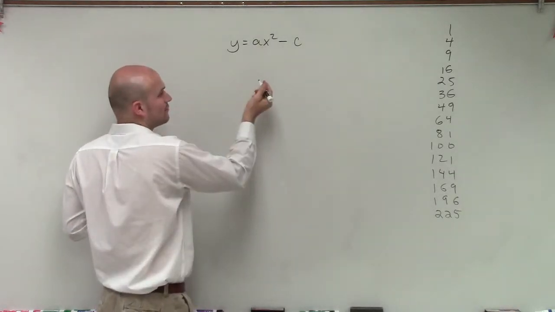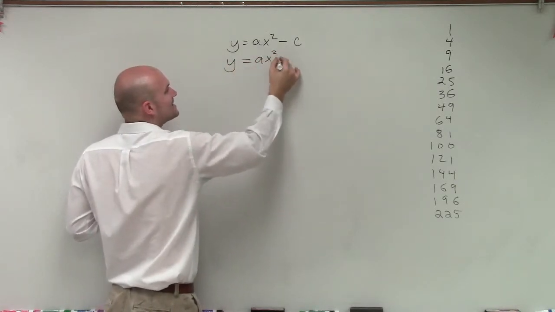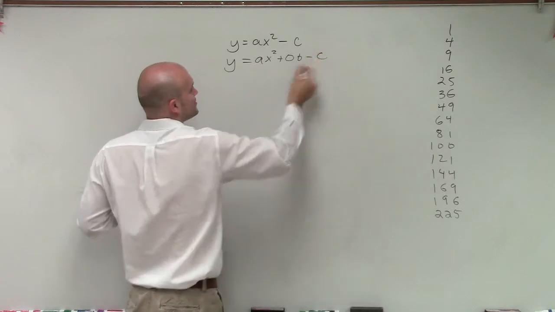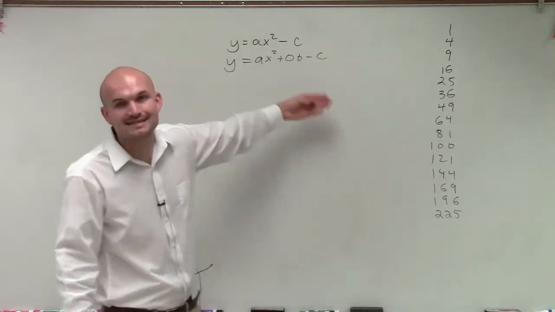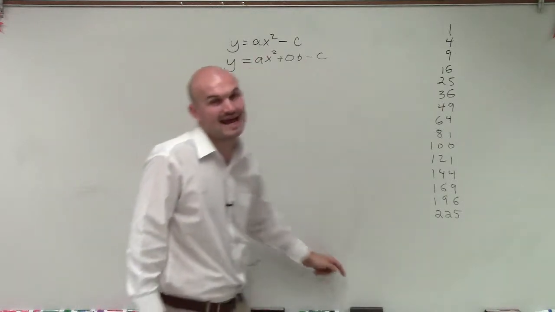And if you notice, you might say, well, where's the b? Well, the b in this case, ax squared, has a 0 in front of it. So we don't include it, right? And you're not going to see a 0 because a 0 times any number for b is going to be 0. So we just leave it as ax squared minus c.